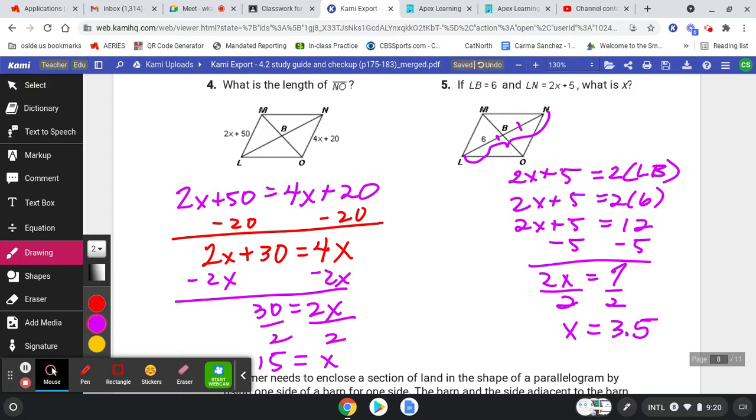So this one was a little bit trickier. They gave us the entire diagonal. We have to know that that diagonal is 2 of the shorter segments, or 2 times 6. So this one, setting this equal, was a little bit trickier. You had to really think about this one.